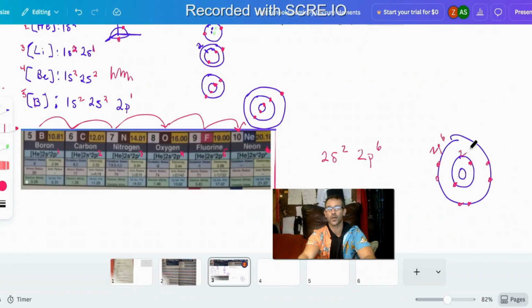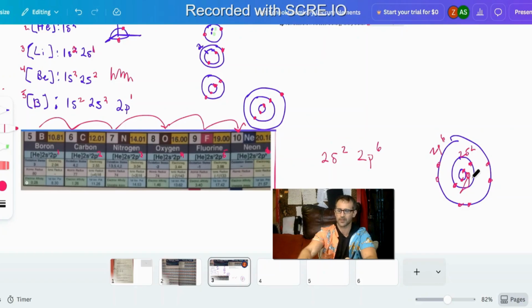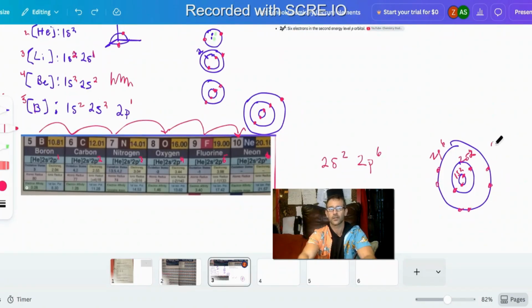2p6, 2s2. We don't include the 1s2, even though it is included. The periodic table doesn't, but because it starts from the previous row, assuming that those electrons are maxed out, which means they're still there, we're just not writing them. But you've got 1s2. How do we know that it's 10? Because you got 2 electrons here, you got 2 electrons here, and you got 6 there. 2 plus 2 plus 6 is 10 for neon. Does that make sense?